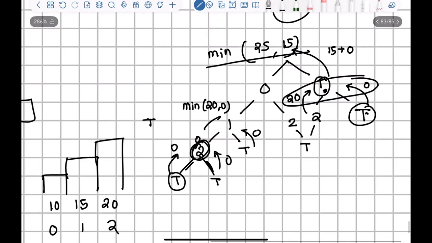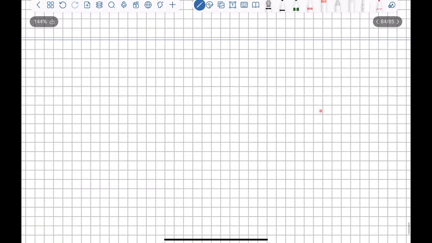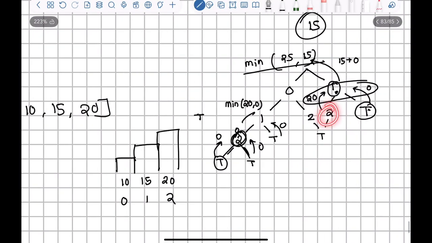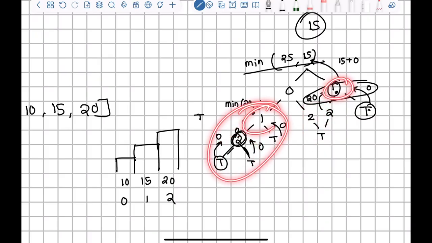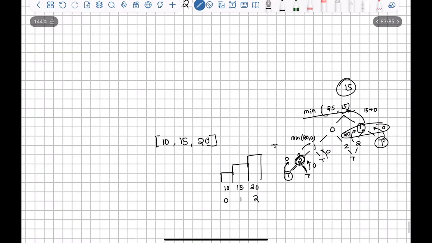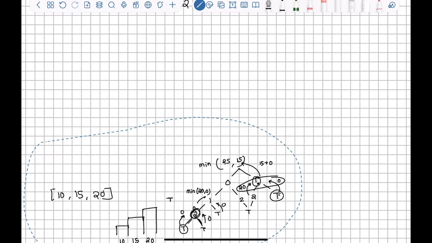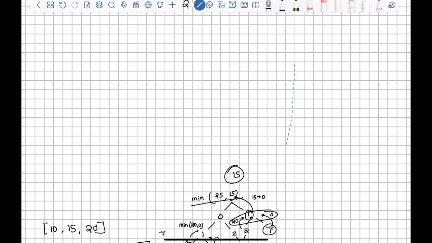So if you notice here, we are doing these repeated tasks. All of these are repeated tasks. I want to minimize this. That is where DP comes into the picture. That is exactly where DP comes into the picture.